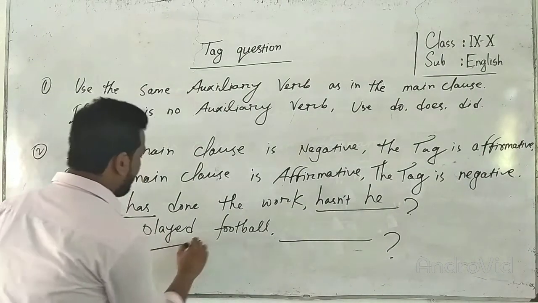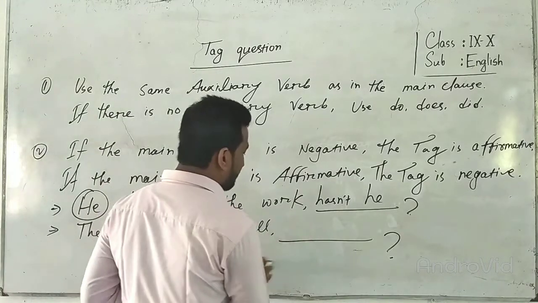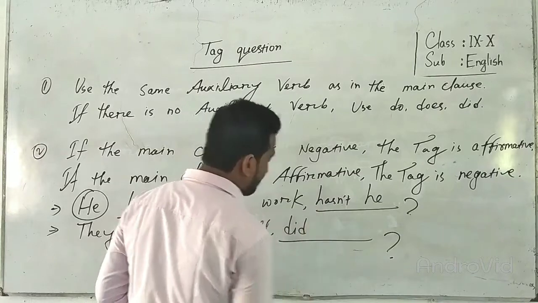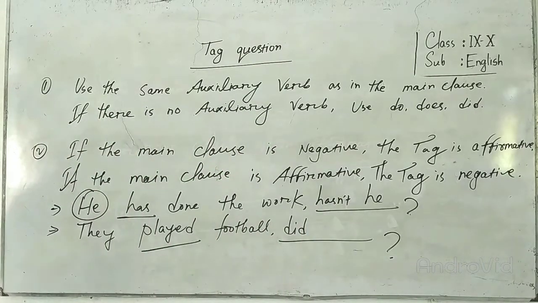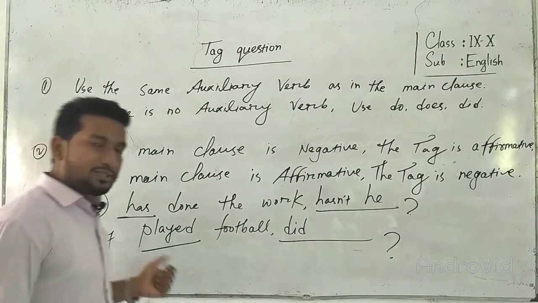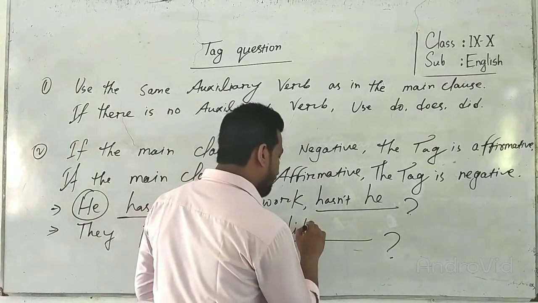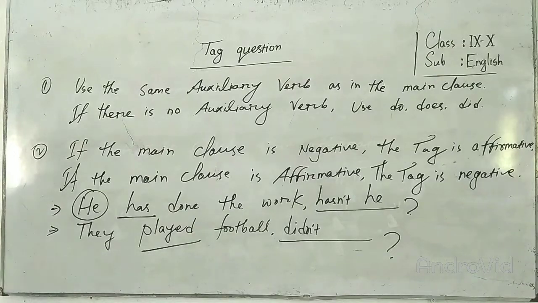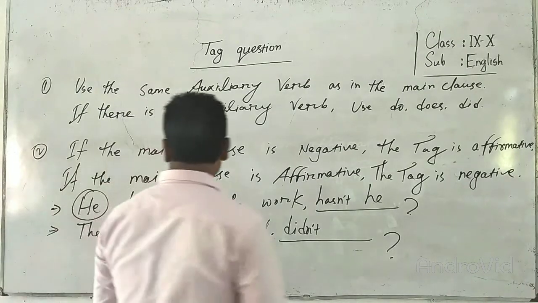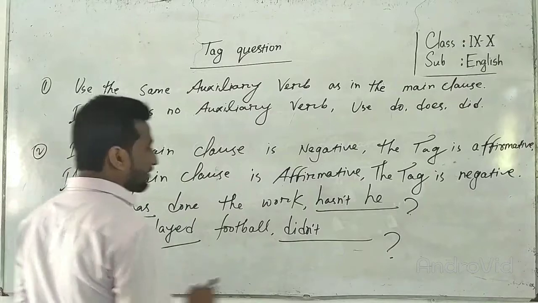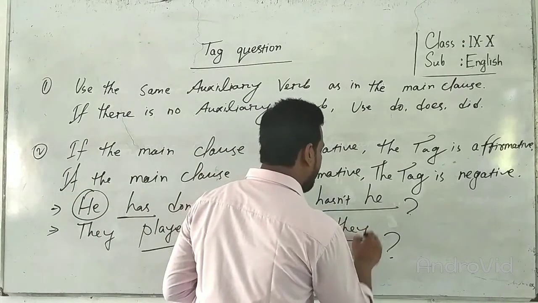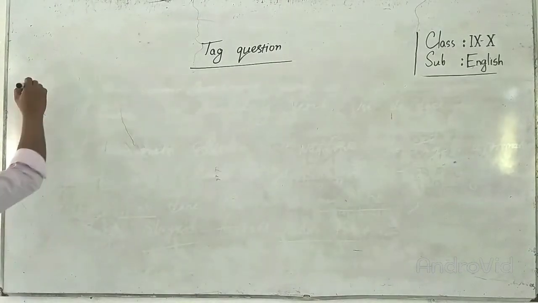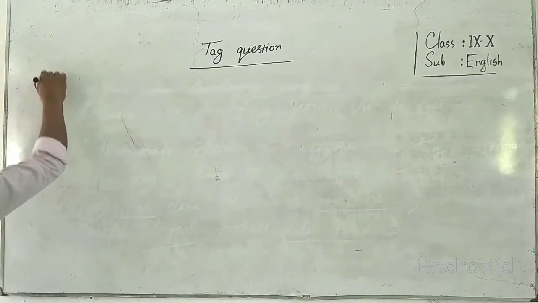They played football. Here the verb is played, first form of play, so we have to put did for played. The clause is also affirmative, so we have to put not, n't, and the subject is they, and here is also the pronoun they. Didn't they?